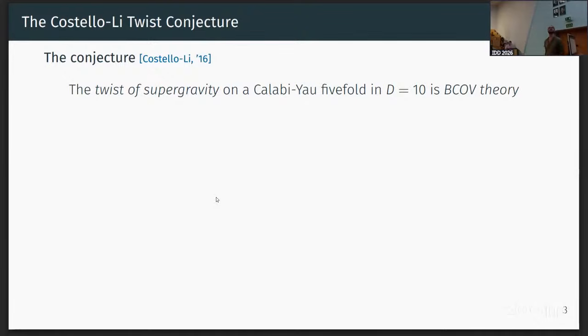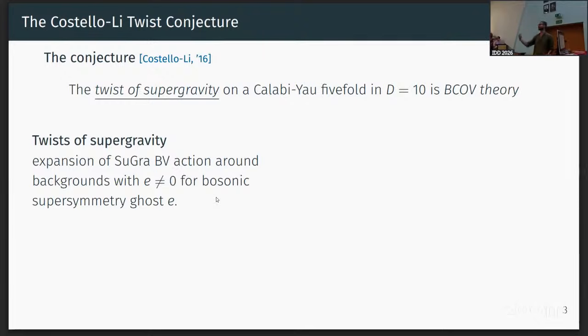This conjecture has two sides. Namely, it has the twists of supergravity. And the idea here is such a twist is given by, once you have the BV action of supergravity, you pick a so-called twisted background, which is a weird background where a ghost for supersymmetry, which is a bosonic field, gains some non-zero vacuum expectation value, and then you expand around that.